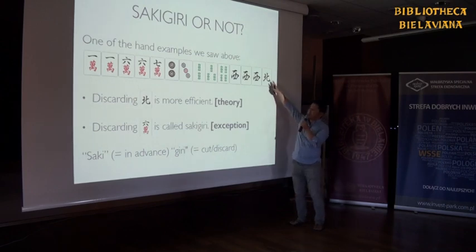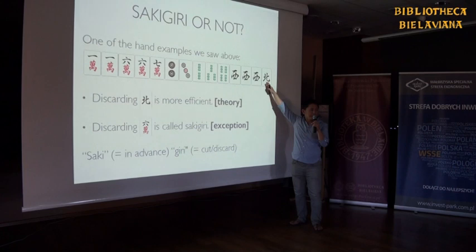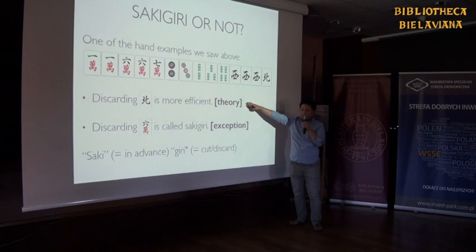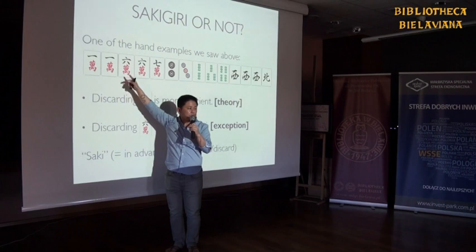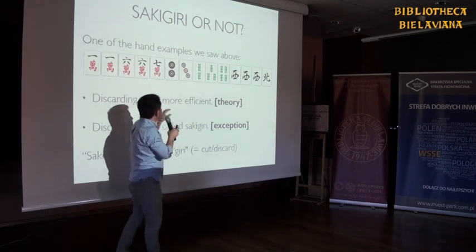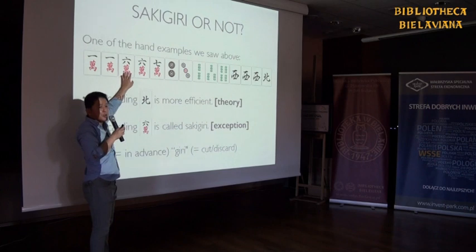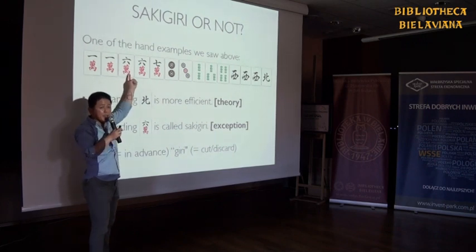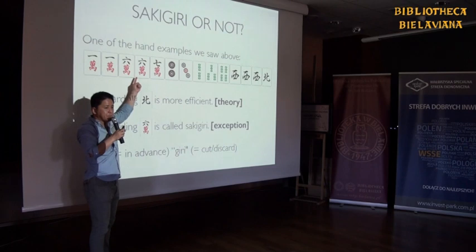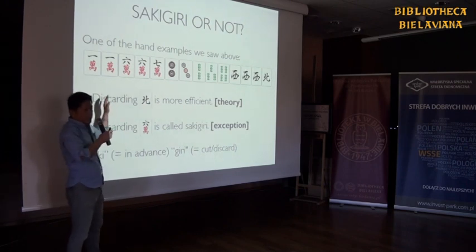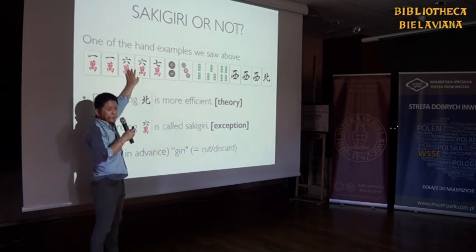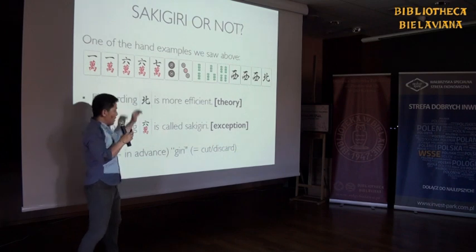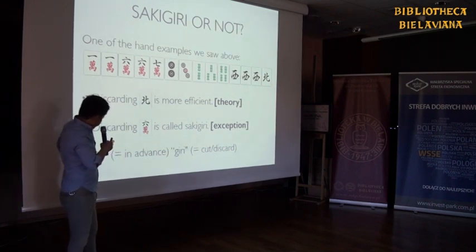Here, discarding north is more efficient. Right? So this means discarding north means that you don't do sakigiri. Discarding 6 is sakigiri, because the logic behind that is that the 6 may become more dangerous, so you discard 6 in advance before the hand becomes tenpai. And again, the advice here is that you should not do sakigiri. You should not discard 6 most of the time. Right? You should not do sakigiri in a normal situation.